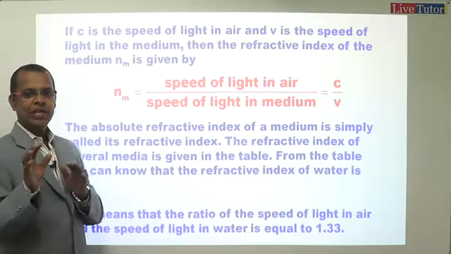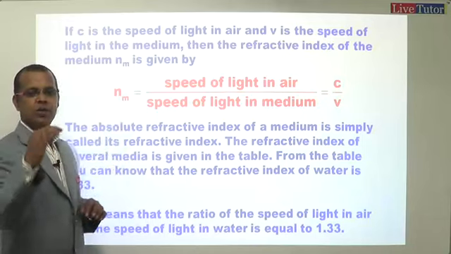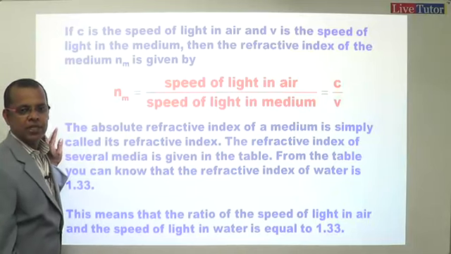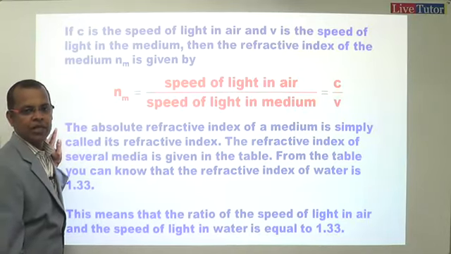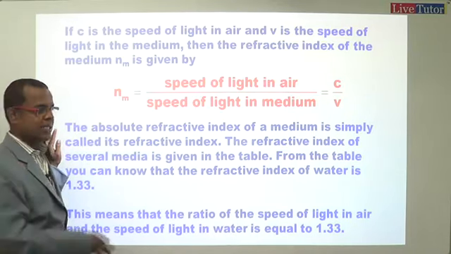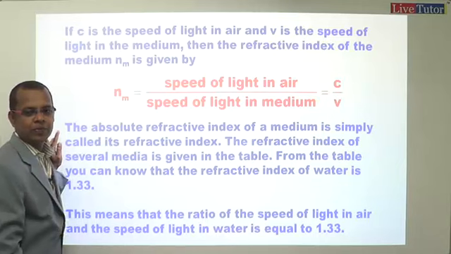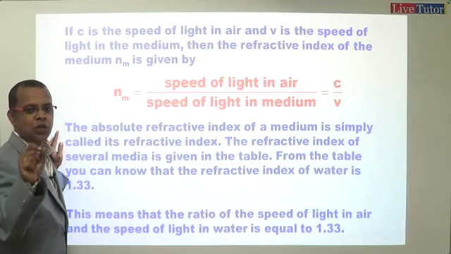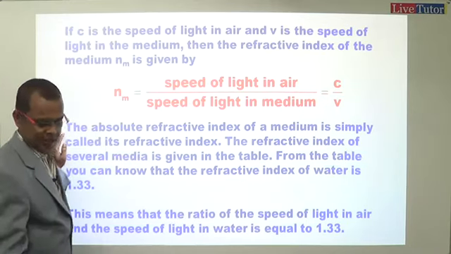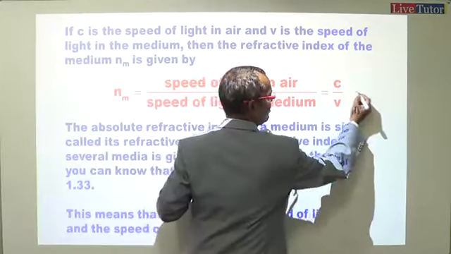So what is this refractive index? It is the absolute refractive index of the medium, or otherwise simply called the refractive index. Here in the textbook you would have seen that there is a table given, a tabular column. The tabular column will give you the refractive indices of different materials. For example, if you take water, the refractive index is 1.33. That means the ratio of the speed of light in air to the speed of light in water is 1.33.